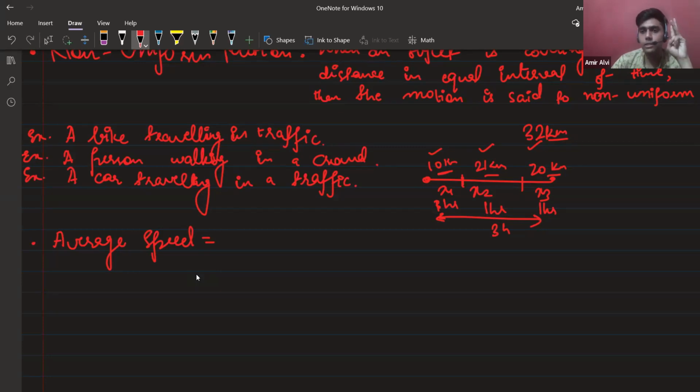Very good. Aris, Alvina, both of you are correct. Good, very good. Rima, what is the formula for average speed, which I taught you in the previous class? That is the total distance traveled by an object in a particular time.